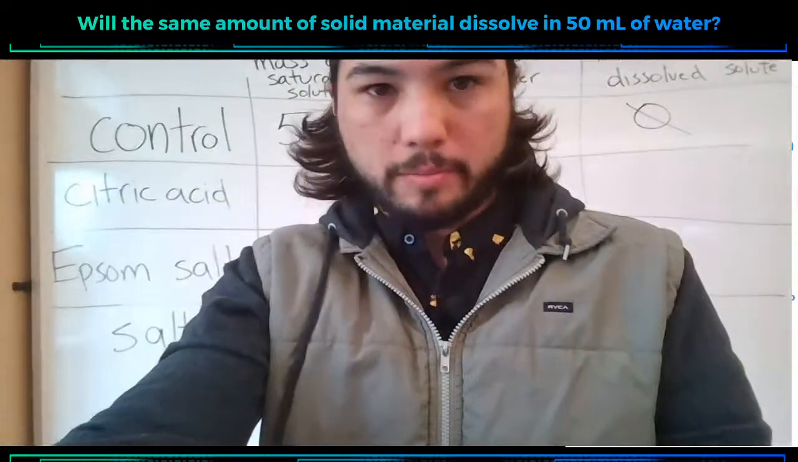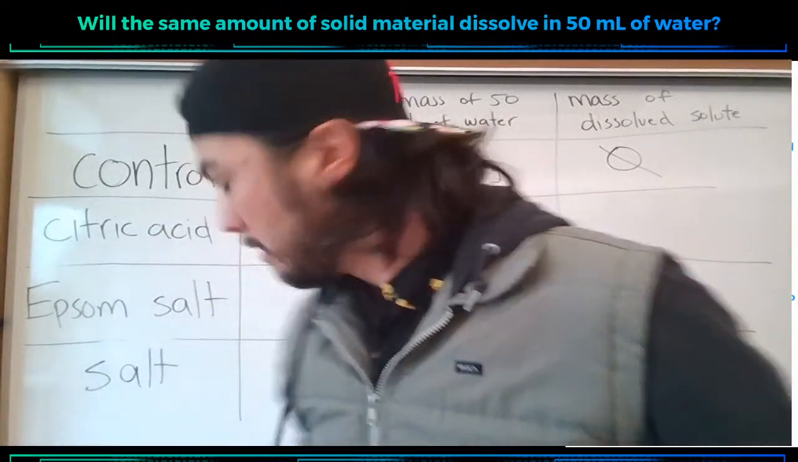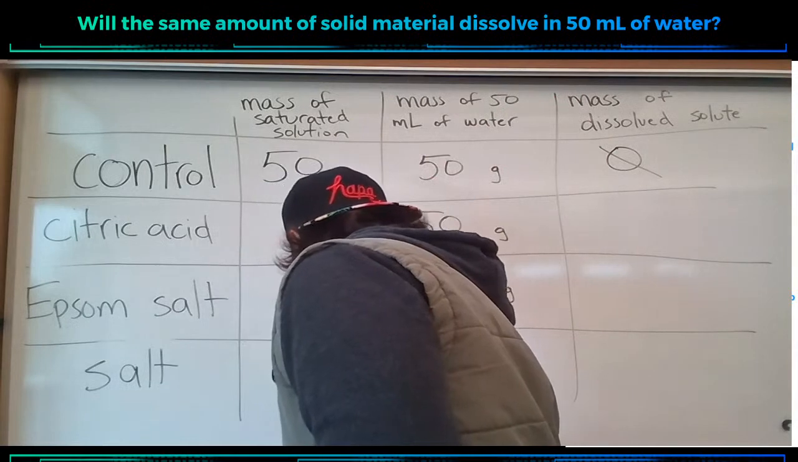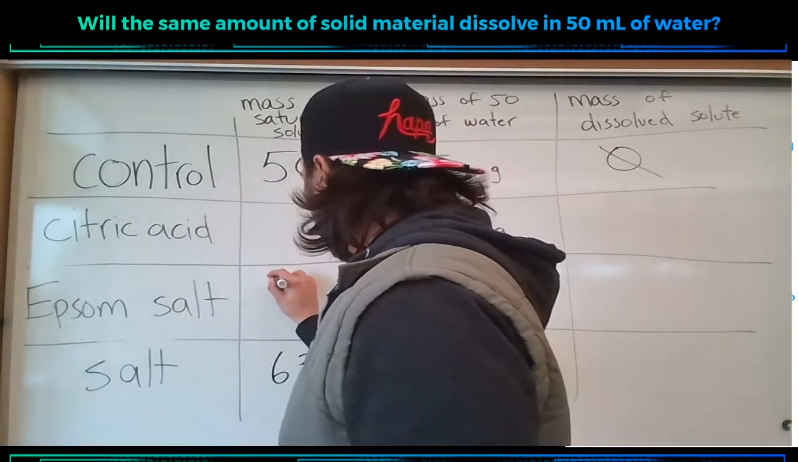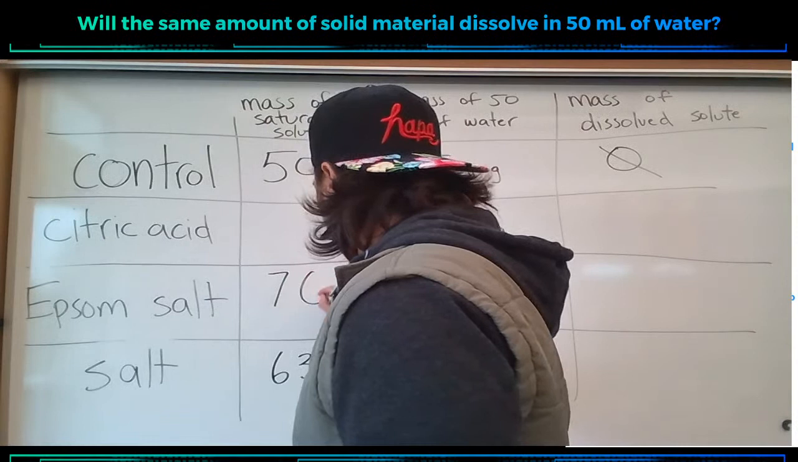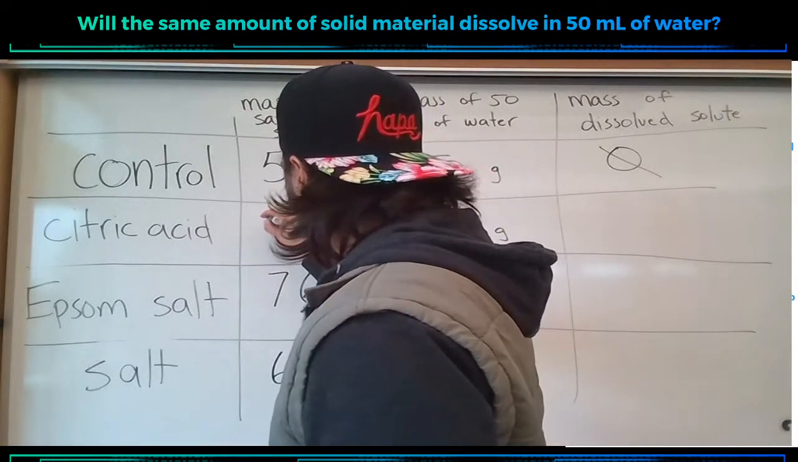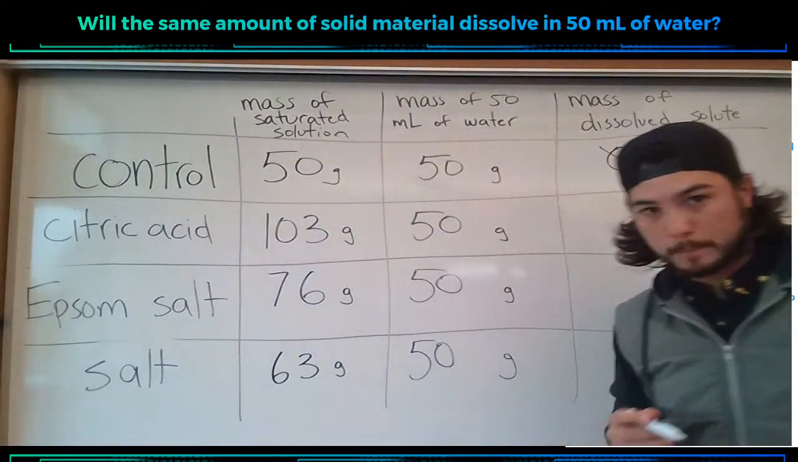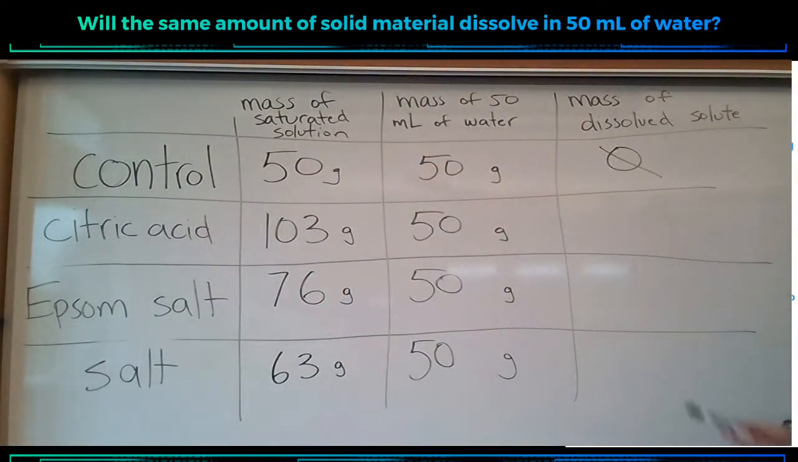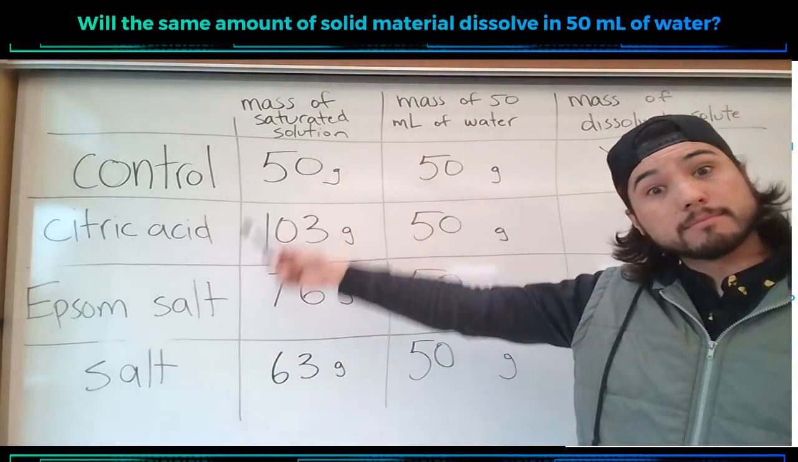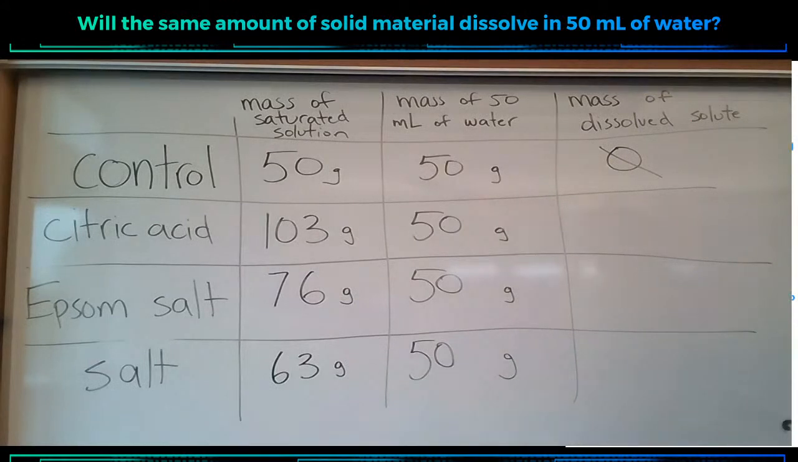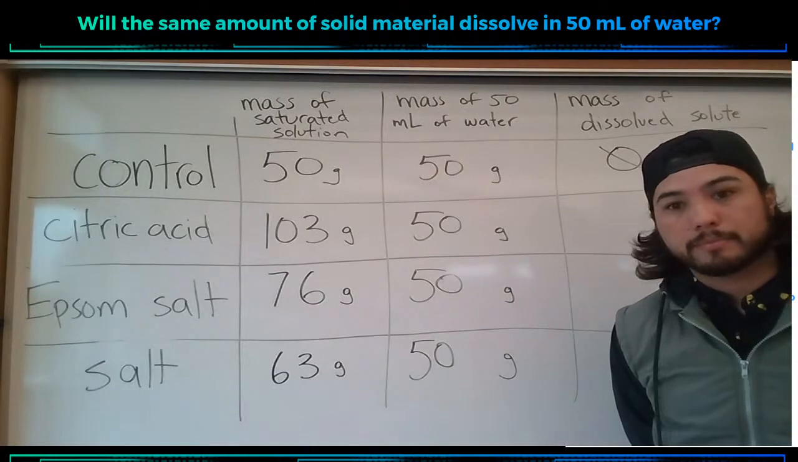So now, once we go back over here to our data, let's fill it in. So we had our salt was 63 grams. Our Epsom salt was 76 grams. And our citric acid was 103 grams. Now, remember, if we have the mass of the whole thing, and we have the mass of the water, what do we need to do to find the mass of just the solute?